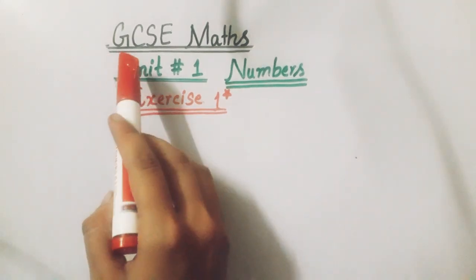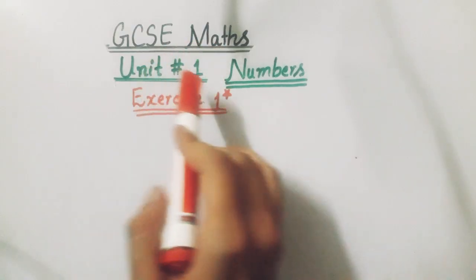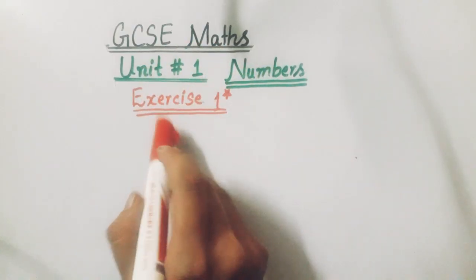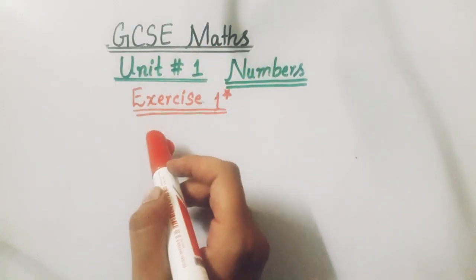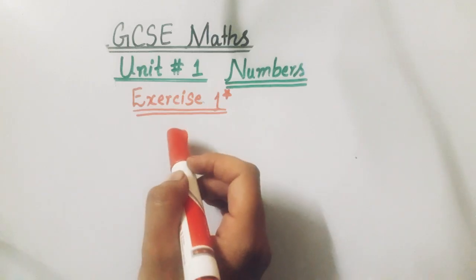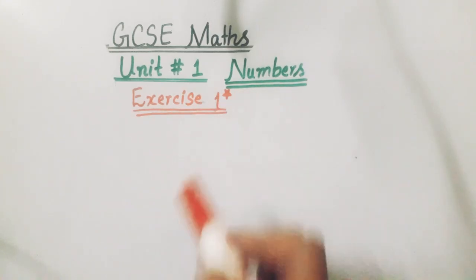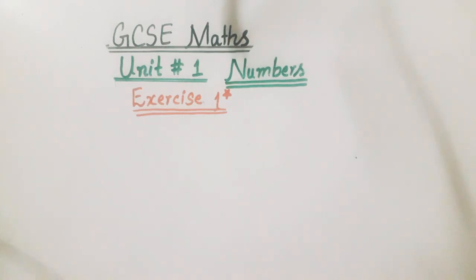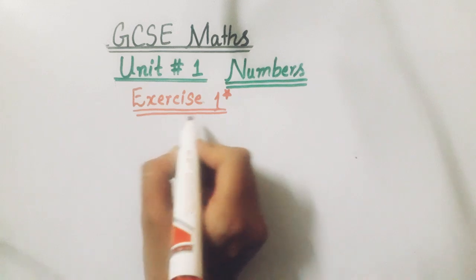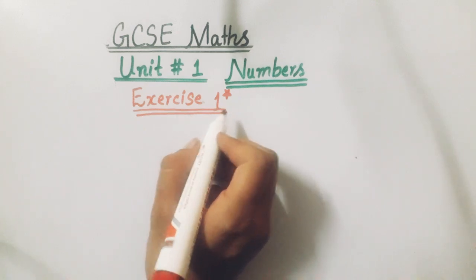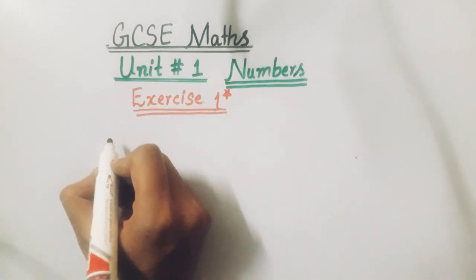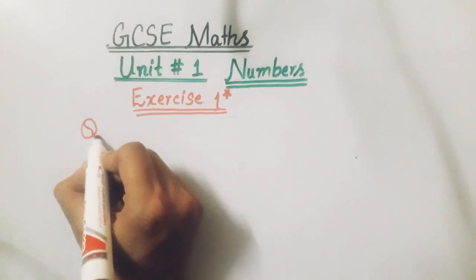In this video, we will start GCSE Maths Unit 1 Numbers Exercise 1 star. In the previous video, we solved Exercise 1 and cleared all the concepts related to numbers, which you can find in our channel Math Solver 1117. Now in Exercise 1 star, we will solve question number 1.